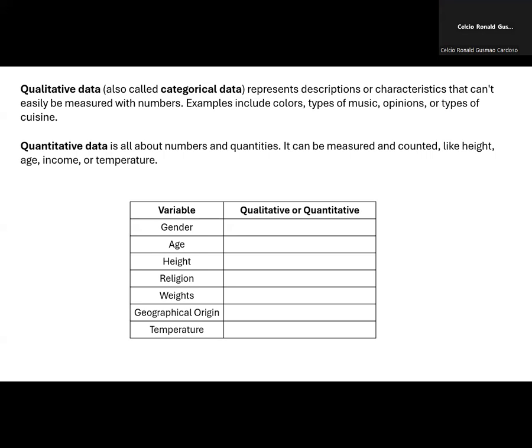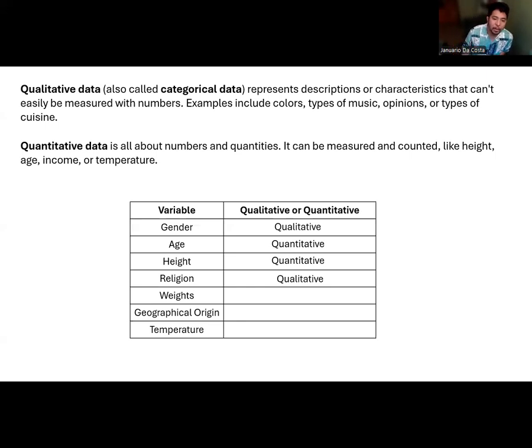Qualitative. Very good. Gender is qualitative. What about age? People's age? Quantitative. Yes, that's quantitative. What about the height of people? Quantitative. Yeah, that's quantitative, something you can measure. What about religion? Religion is qualitative. Okay? For example, Muslim, Catholic, Protestant, Hindu, Buddhism. They can be categorized, so it's qualitative.